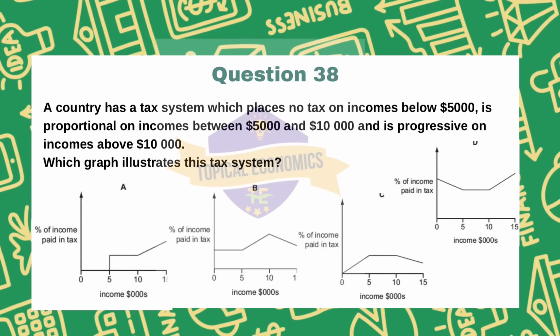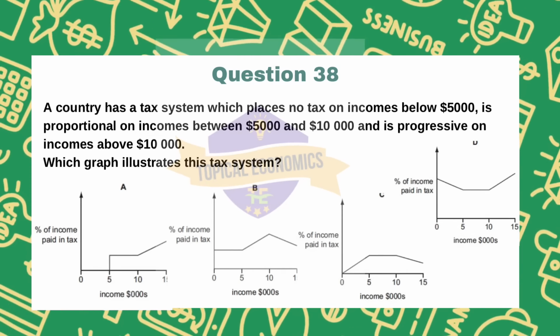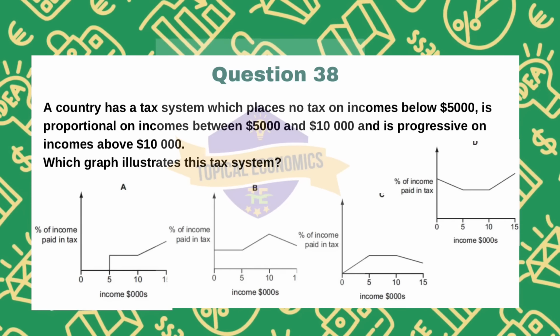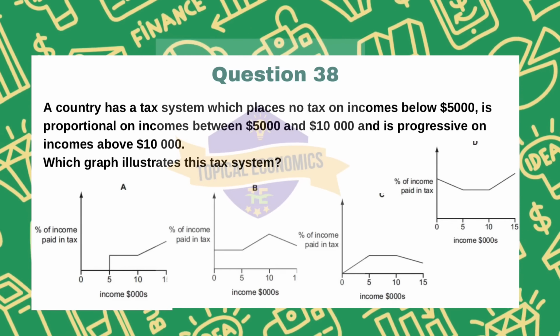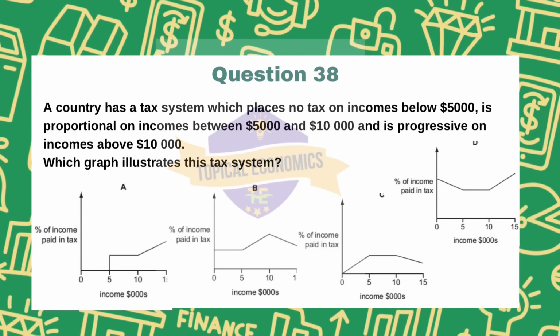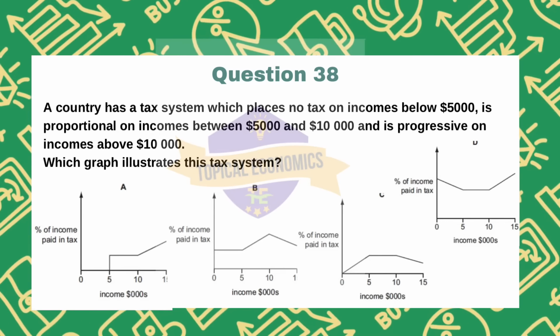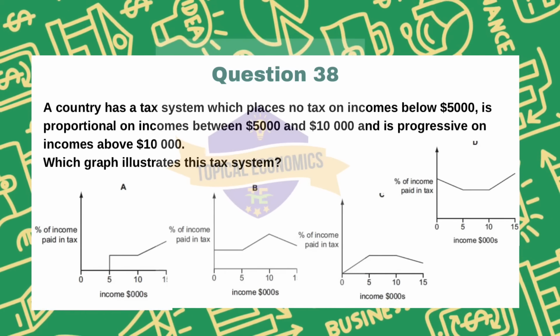This means that for any income above $10,000, the tax rate increases as income increases. On the graph, this would be represented as a line that starts at the tax amount calculated for $10,000 and rises at an increasing rate, steeper slope, for higher incomes. All this is very clearly depicted in option A diagram.